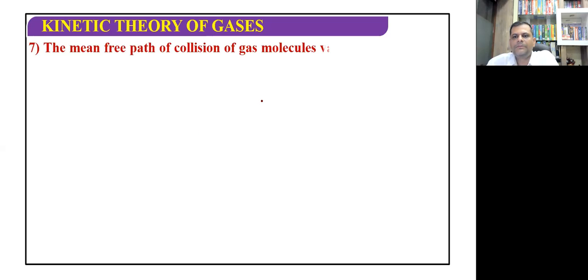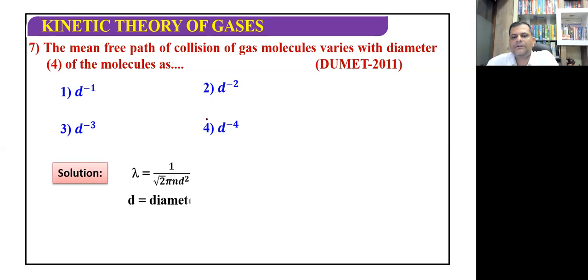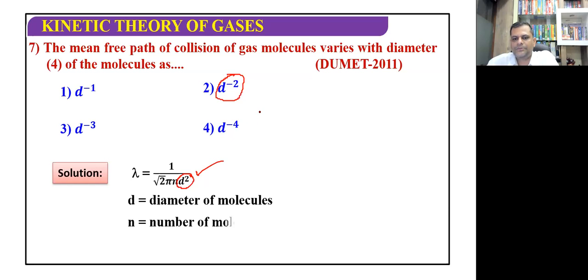Next one, mean free path of collision of the gas molecules varies with diameter of the molecule as. उसके लिए आपको ये फॉर्मूला याद रखना पड़ेगा. याद रखो ठीक से. The mean free path of the molecules is always given by 1 upon √2 π n d square, where d is called as a diameter. And since diameter square is there, we can say that d raised to -2 is going to be the correct option. It is just formula based. But don't forget here that this n is nothing but the number of molecules per unit volume, which is also called as the molecules density.